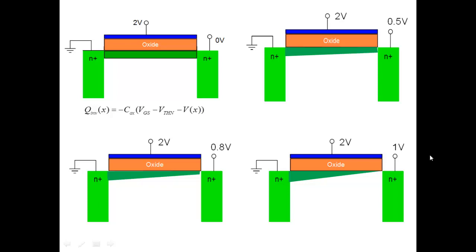So note that by applying increasing drain voltage, with gate voltage the same, 2 volt, 2 volt, 2 volt, 2 volt here, as you apply higher and higher drain voltage, the amount of inversion charge decreases here and elsewhere in the channel, except at this particular point. At this point, the inversion charge is the same in all cases. Everywhere else, the inversion charge is changing.